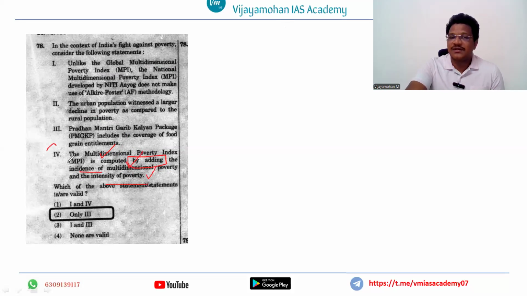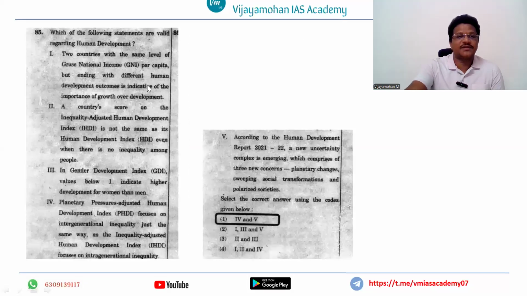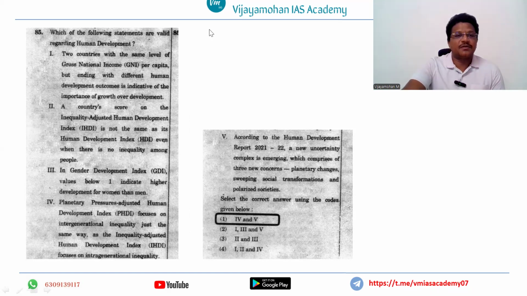So this is the misleading statement. Within the 4 statements, he tried 4 ways to deceive the aspirant, to mislead the aspirant, right? So this is one kind of statement. And see the sheer length of this question. I think this one question covered one side of the question paper, right? If you see, it is again related to the human development issue.